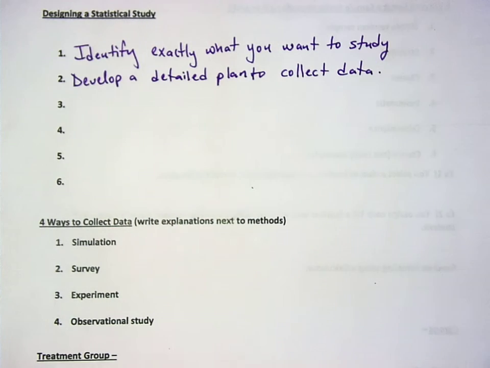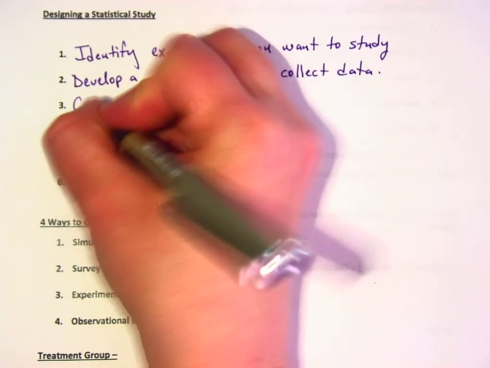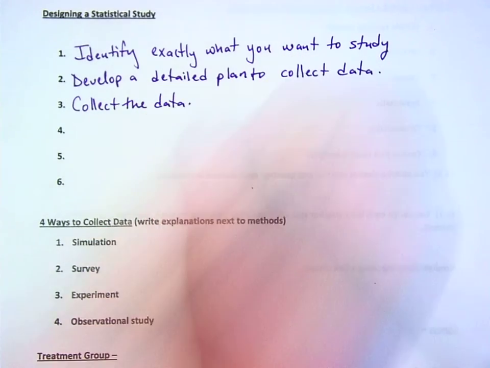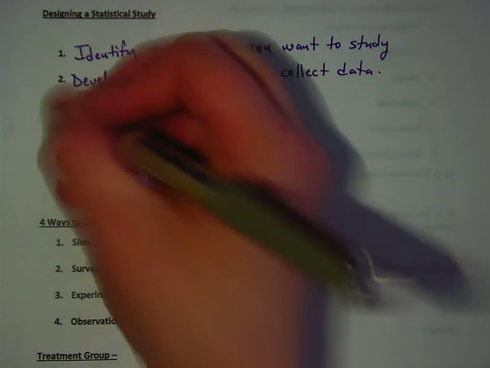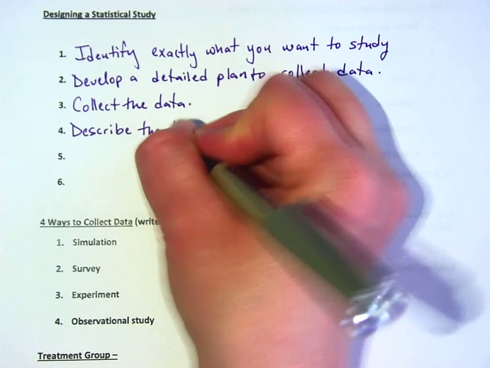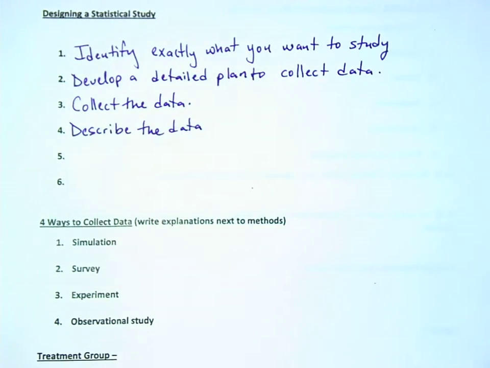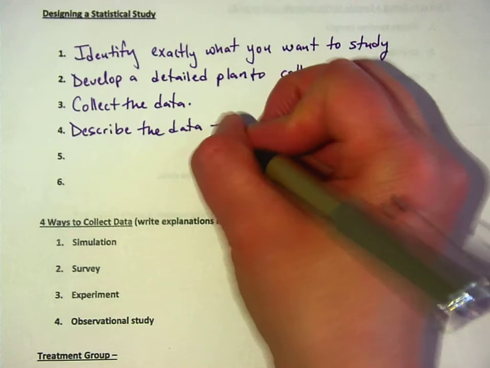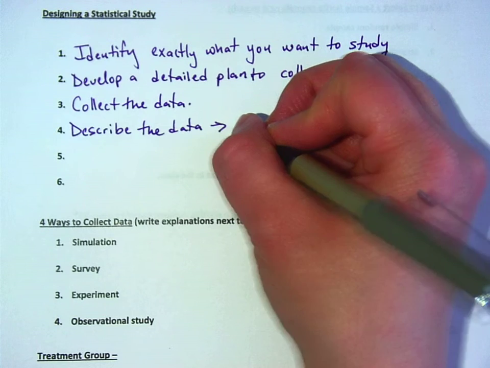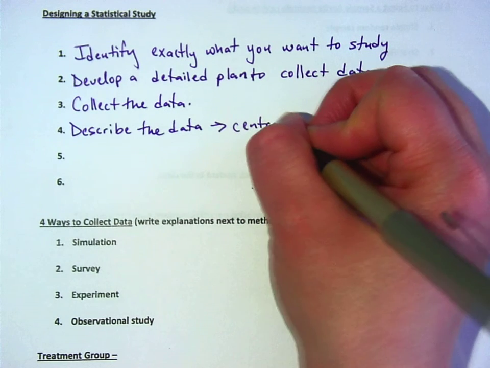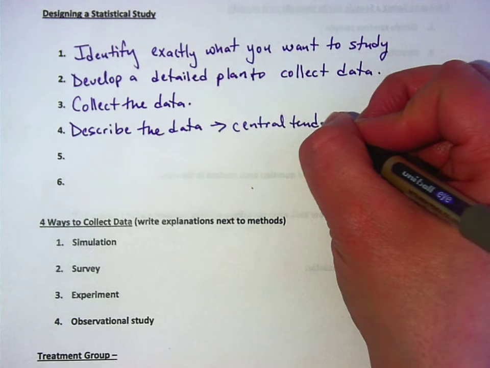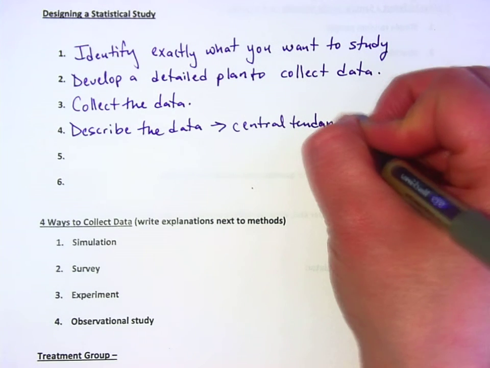Okay, next step is to collect the data using your plan. Then you describe the data using descriptive techniques, so this might be finding something of central tendency. That includes mean, median, mode.